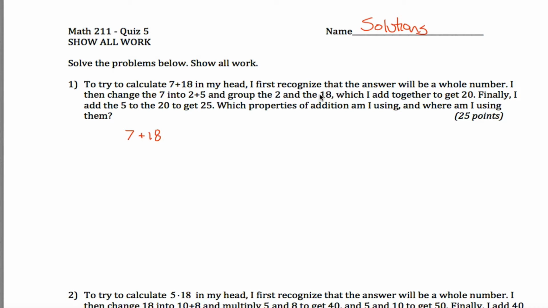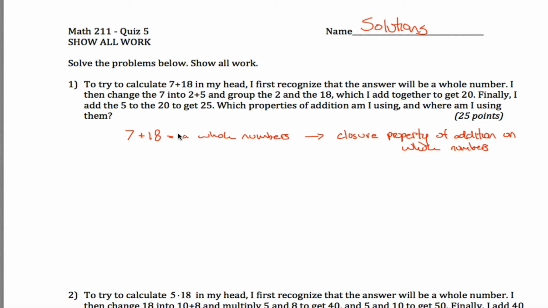I first recognize that the answer will be a whole number. That might seem like a dumb thing. I don't know that I really do that. But I wanted to write that in here because this idea that when you add together two whole numbers, you automatically get a whole number is what's called the closure property of addition on whole numbers. Meaning take any two whole numbers, add them together, you're guaranteed to get a whole number. So the fact that 7 plus 18 equals a whole number, that's a closure property of addition.